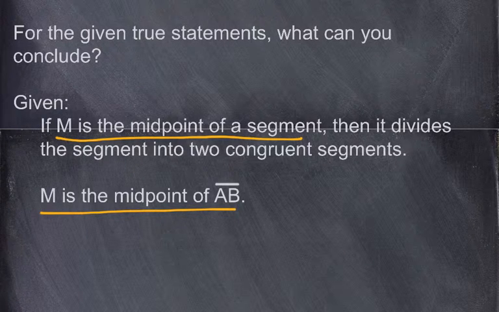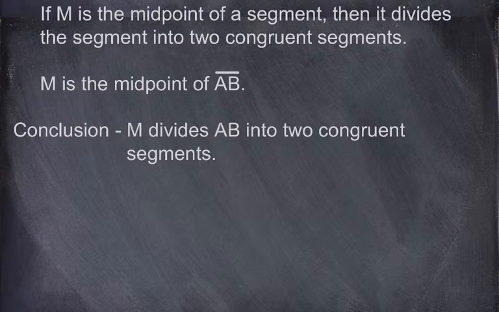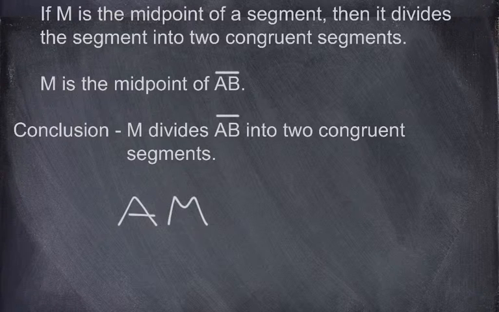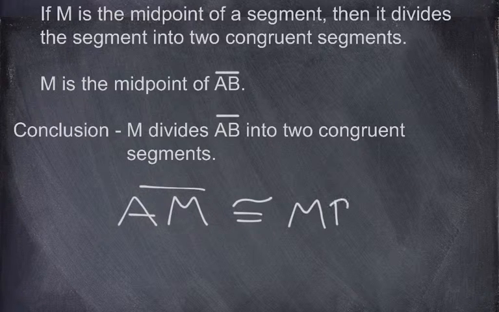Well, I'll write it in two different ways here. So our conclusion will be this. M divides AB into two congruent segments. Or another way you could write that as a conclusion is you could say AM, since M's the midpoint, is congruent to MB. So that would be another way to write the conclusion.